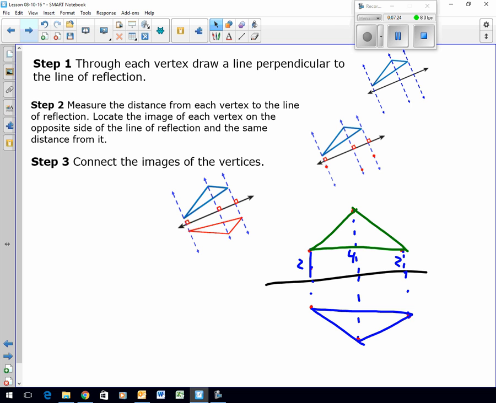Outstanding job, Mr. Hobbs. Thank you. Okay. No, it's not a perfect reflection. There's some sarcasm. But you get the idea, right? That's the equidistant. Okay? All right.